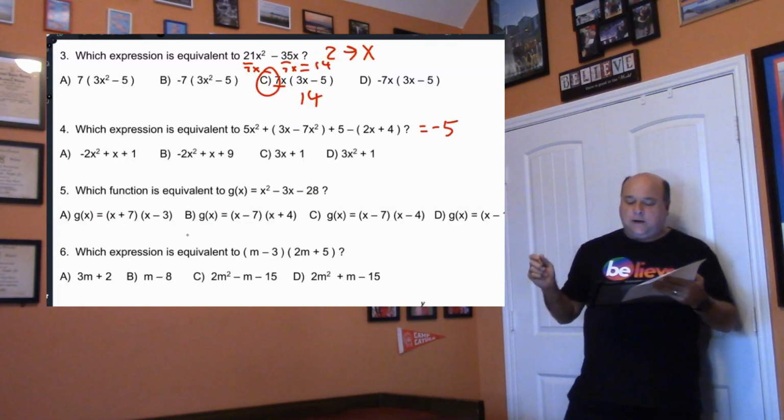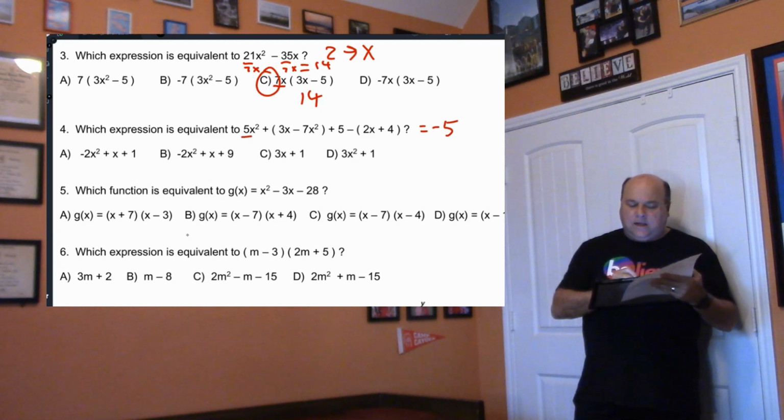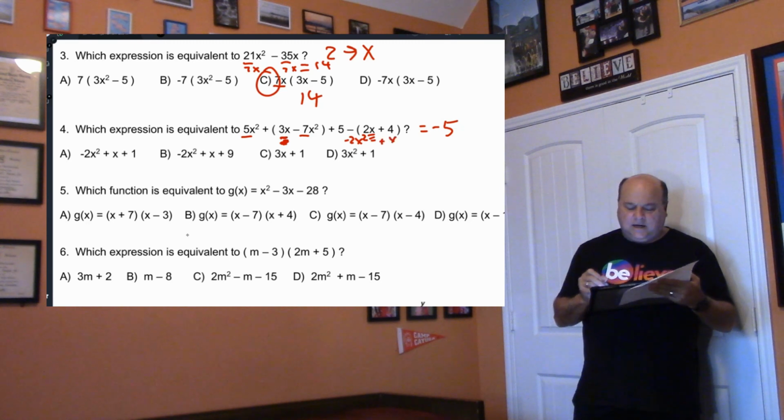Which one's going to work? I'm going to kind of do this in my brain. We got 5x squared and negative 7x squared. That's going to be a negative 2x squared. And then I need to group my x's, just 2 underlines. 3 minus 2 is x. So I need a negative 2x squared plus x. That's both of these. And then let's see, we need the 5 and the 4. 5 minus 4 is 1.